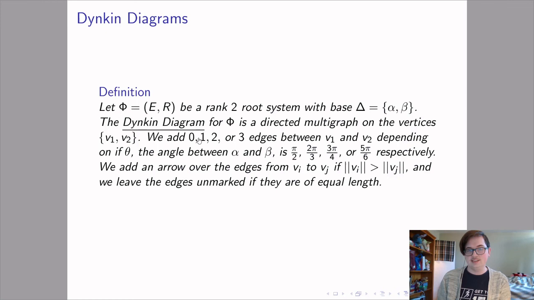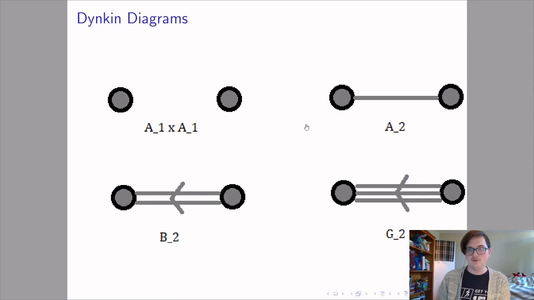So we add 0, 1, 2, or 3 edges between v1 and v2, depending on if theta, the angle between alpha and beta, is pi over 2, 2 pi over 3, 3 pi over 4, or 5 pi over 6, respectively. And additionally, we'll add an arrow over the edges if alpha is longer than beta, basically. And we leave the edges unmarked otherwise. So we can see here the Dynkin diagrams for our rank 2 systems.